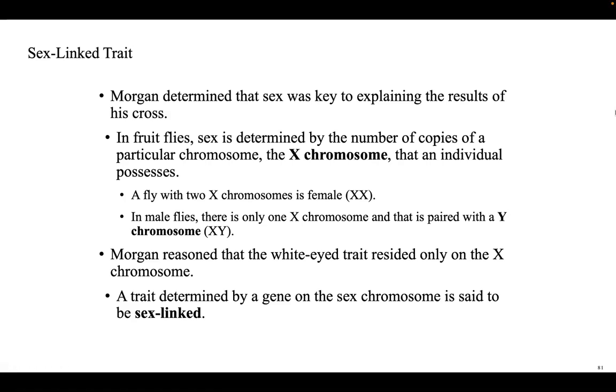In fruit flies, sex is determined by the number of copies of a particular chromosome, the X chromosome, that an individual possesses. A fly with 2 X chromosomes is female, and in male flies, there's only one X chromosome, and that is paired with a Y chromosome. So Morgan reasoned that the white-eyed trait had to reside only on the X chromosome. And that led to the revelation that a trait could be sex-linked. It could only show up on the genes that determine sex.